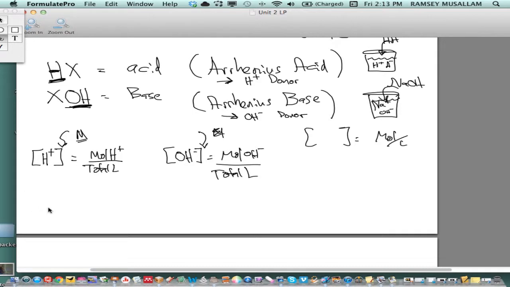So, there is an equation for calculating the pH of a solution. The pH is the negative log of whatever the molarity of H+ is. That's the equation to get the pH.